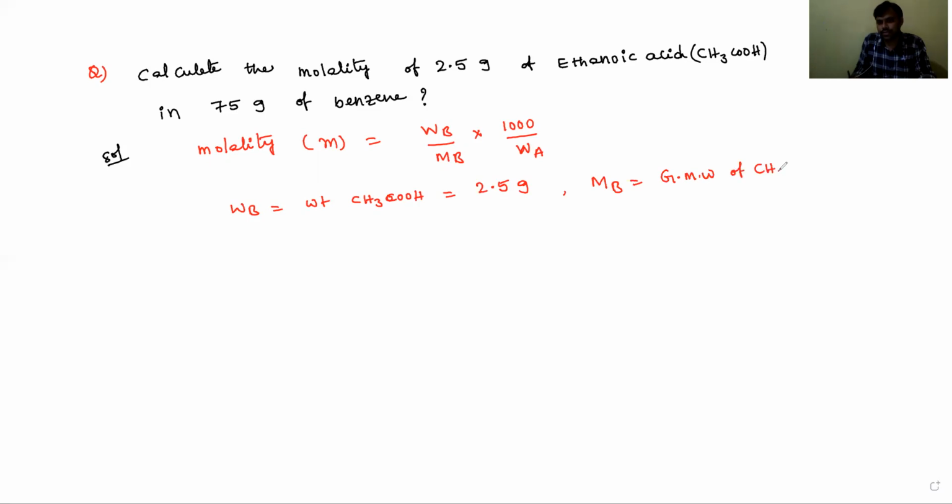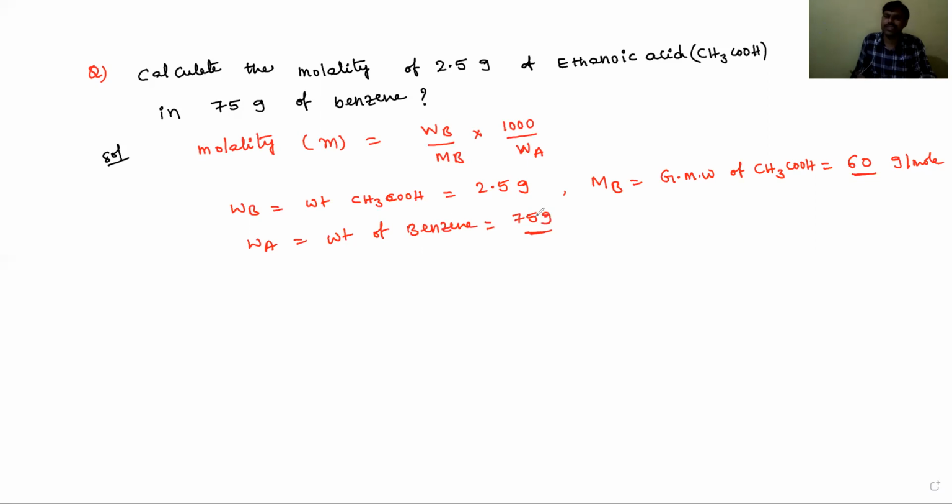MB is equal to the gram molecular weight of solute. The gram molecular weight of ethanoic acid, whose common name is acetic acid, CH3COOH. If you observe, 2 carbon atoms, 4 hydrogen atoms and 2 oxygen atoms are present. With carbon 12, hydrogen 1, oxygen 16, it comes to 60 grams per mole. Now WA, the weight of solvent. Here benzene is used as the solvent, so it is 75 grams.